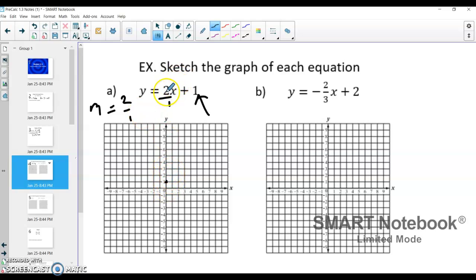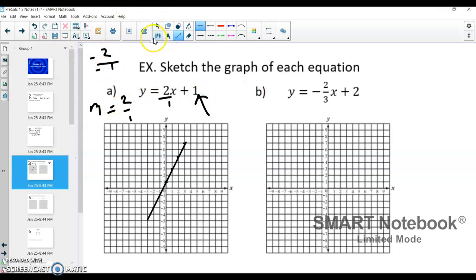Then we use our slope to build the line, 2 over 1. So what we do is we go up 2 over 1, up 2 over 1, up 2 over 1. Positive 2 over positive 1 is the same thing as negative 2 over negative 1 because two negatives make a positive. So you could also go down 2 over 1 to the left, down 2 over 1 to the left, and create your line there. And hopefully you end up with a line that looks something like this.